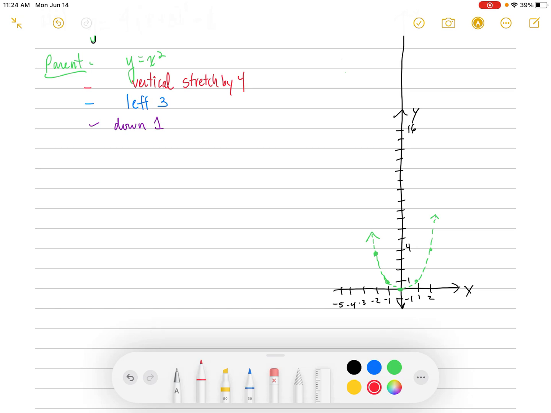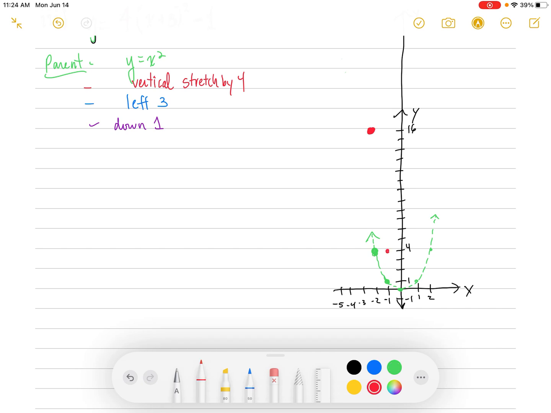Okay, so the first thing we're going to do, we're going to stretch by a factor of 4. So that means we multiply the y values by 4. Okay, let me start on the left. See negative 2, 4, this point here on the left. That point right there, negative 2, 4. We're going to take the 4, the y value, multiply it by 4. We're going to get negative 2, 16. So 4 times 4 is 16. So we're going to get negative 2, 16.